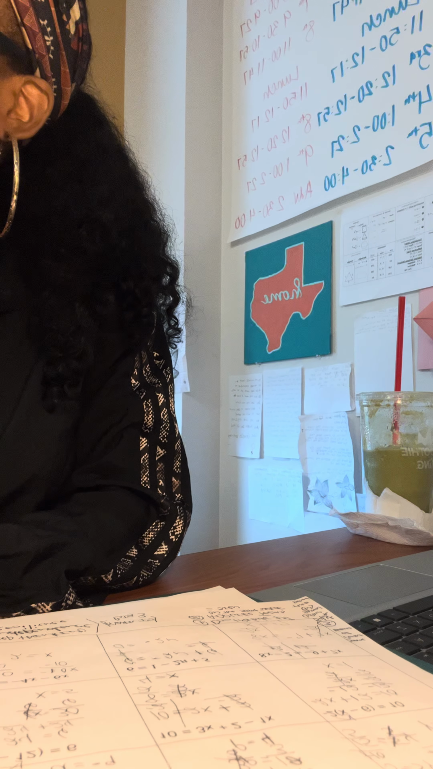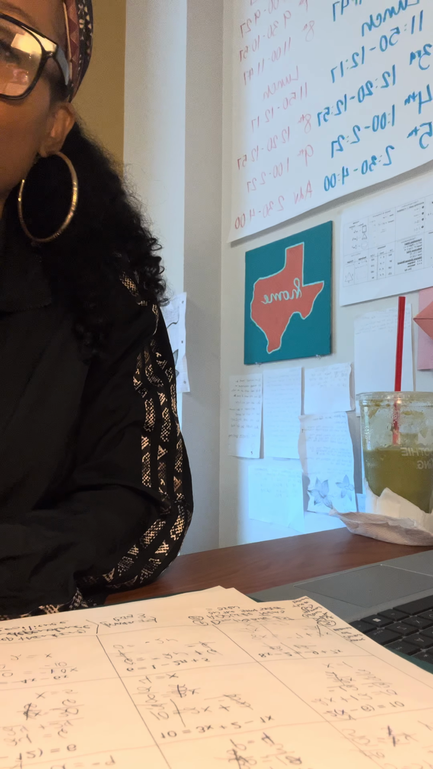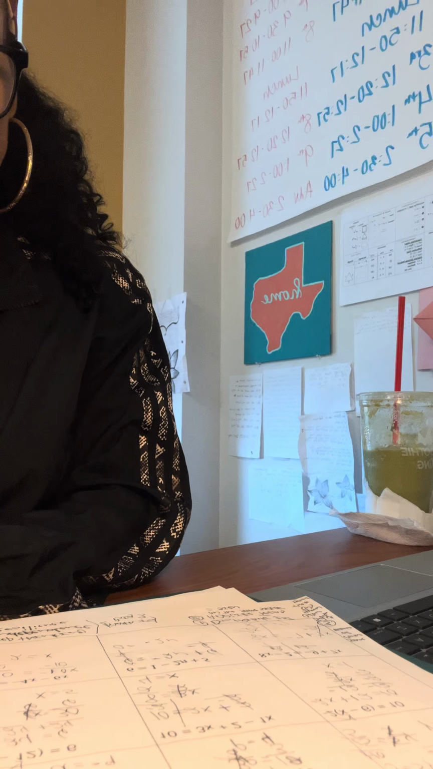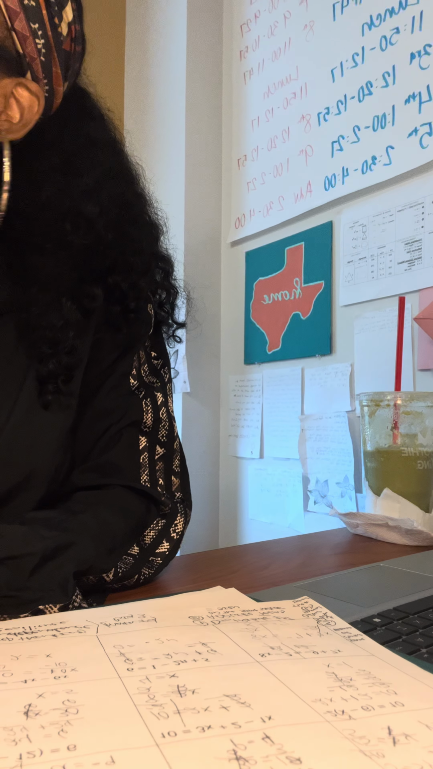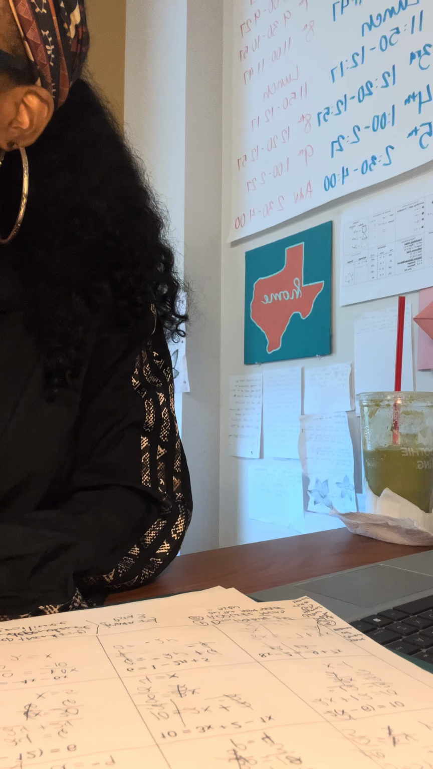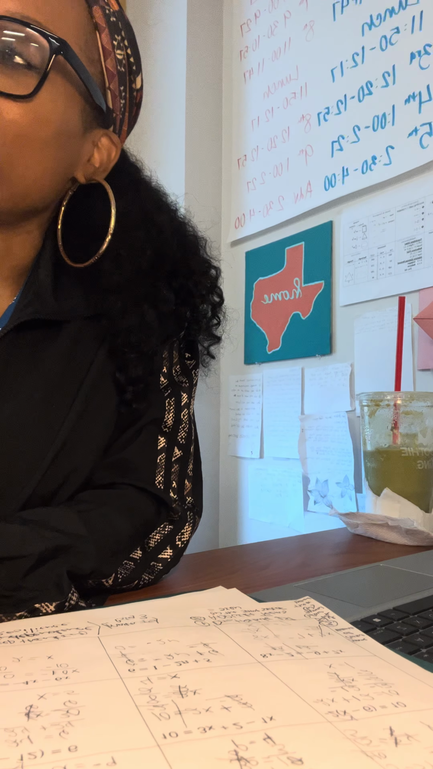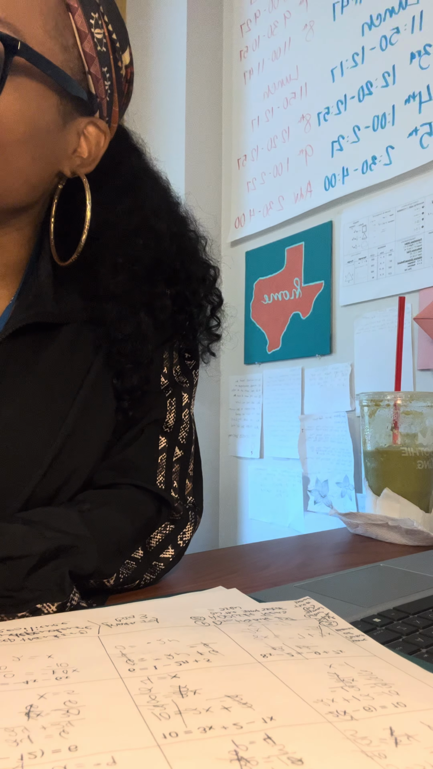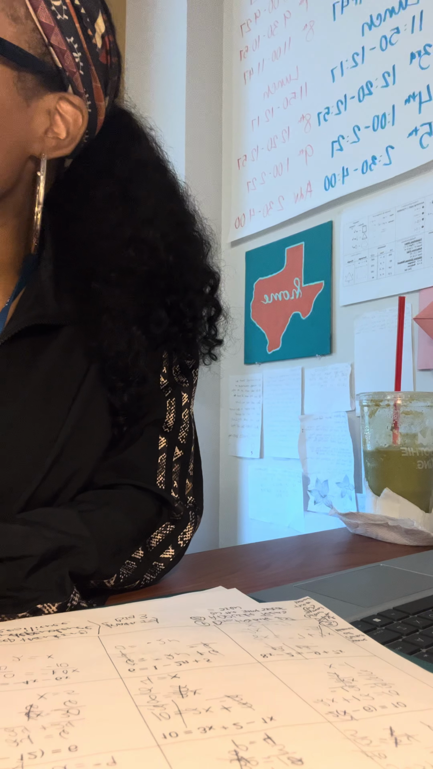Okay, hurry, go faster. Okay now. And then Natalie, negative 18 divided by 2, negative 9.